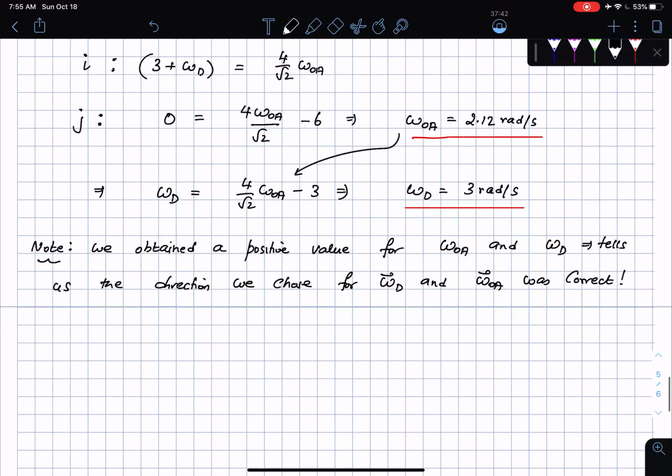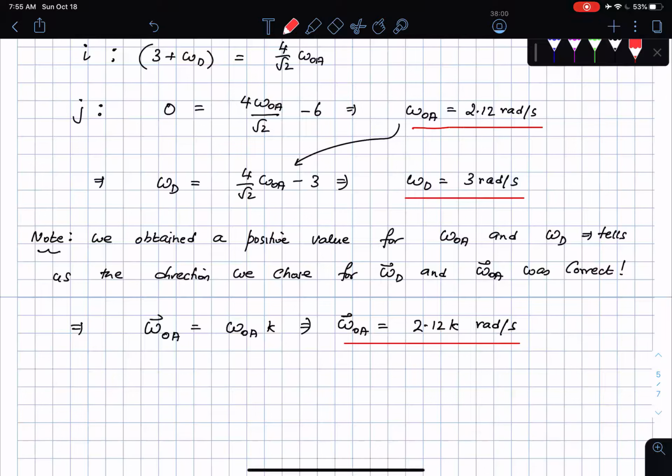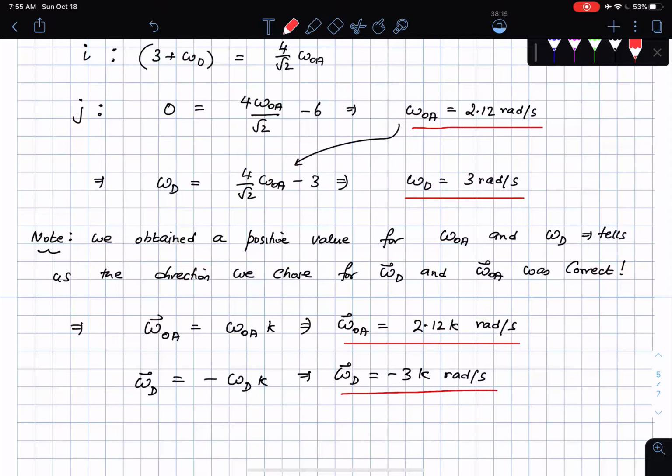Which tells me that if I now write them as vectors, omega OA is omega OA k, which implies that omega OA was 2.12 k radians per second. So this was one of the first answers. Then the second one is omega of the disk, we assumed it to be this way, which tells me that omega of the disk is minus 3k radians per second. Hope this makes sense to everybody. So I'm done with the angular velocity analysis.